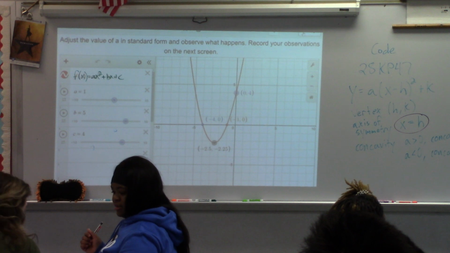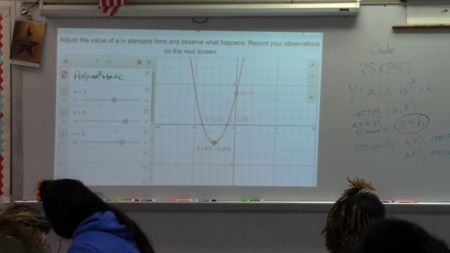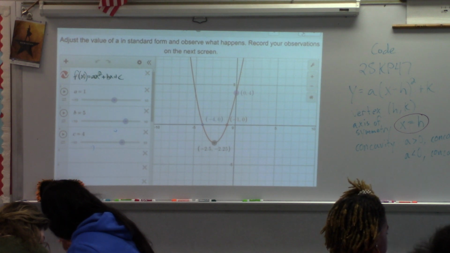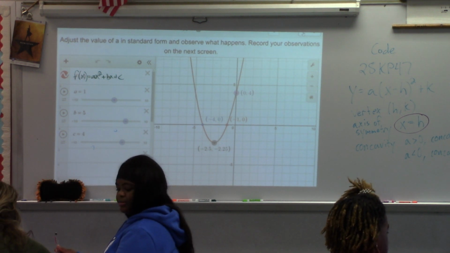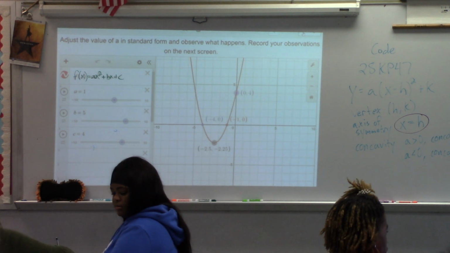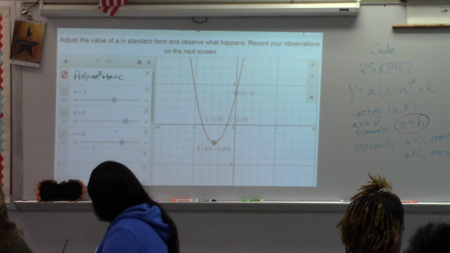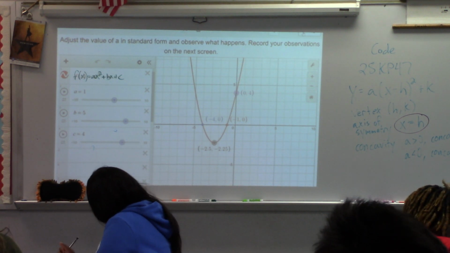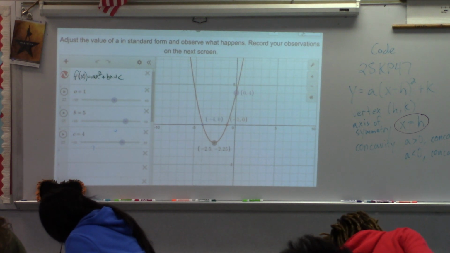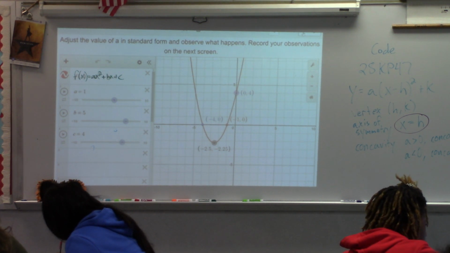Where's the kid? What is C? Scratch that. What Y value are you talking about? Yeah, I mean, yeah, that's C, but where do you see that in the parabola? Where do you see C? Parabola. What is that called?